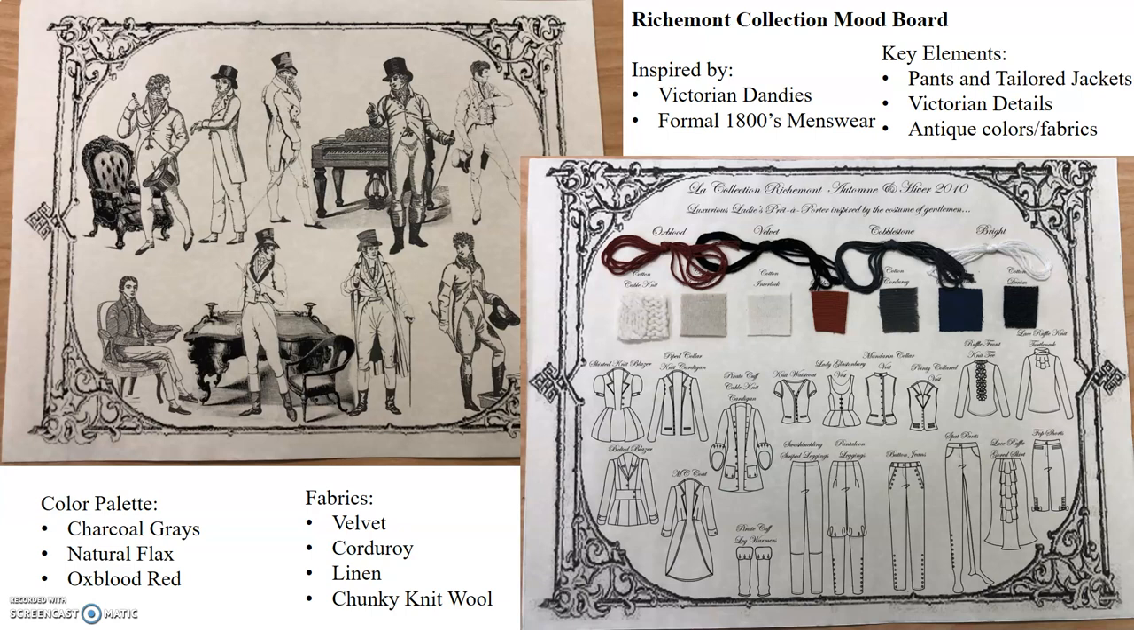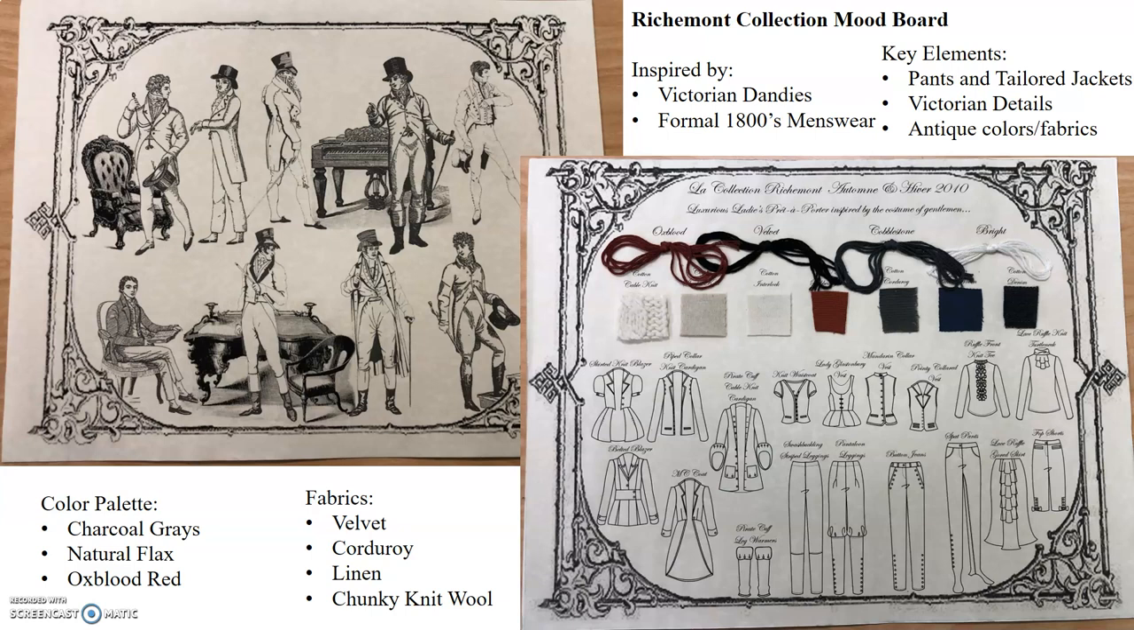This is another collection called Richemont, where I was inspired by Victorian dandies and formal 1800s menswear. Pretty specific, but I really just liked a lot of the way these guys looked. So this is a mood board here on the left with all these woodcuts of men of Victorian times and their, again, over the top opulent menswear looks.